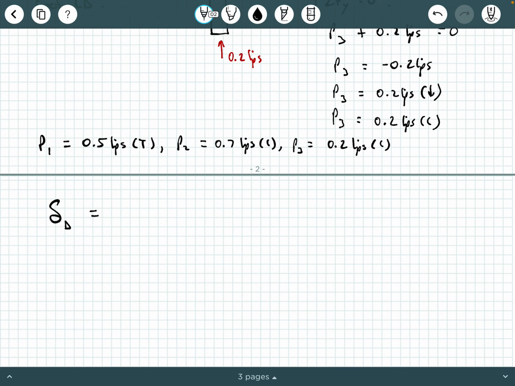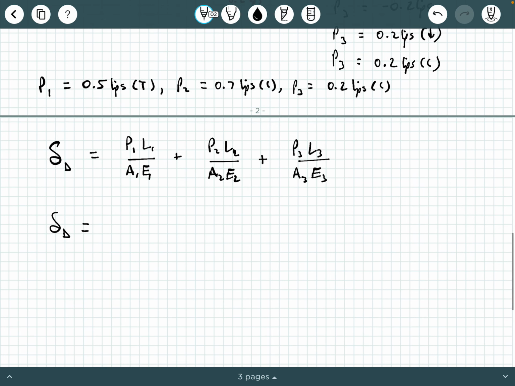So the deformation at point D, again, it's P1 L1 over A1 E1 plus P2 L2 over A2 E2 plus P3 L3 over A3 E3. And so now we have all of these values and we're ready to substitute them in. Make sure you're careful wherever you have a compressive internal force that needs to manifest itself as a negative sign somewhere. So let's substitute these in.